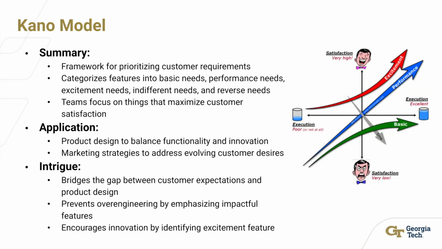The Kano model is a framework used to prioritize customer requirements by characterizing features into 5 groups: basic needs, performance needs, excitement needs, indifferent needs, and reverse needs. The model helps teams focus on features that significantly enhance customer satisfaction while minimizing effort on aspects that provide little value. For example, basic needs in a smartphone include battery life and connectivity, while excitement needs might include innovative features like facial recognition. The Kano model is widely used for production design, marketing, and quality management.